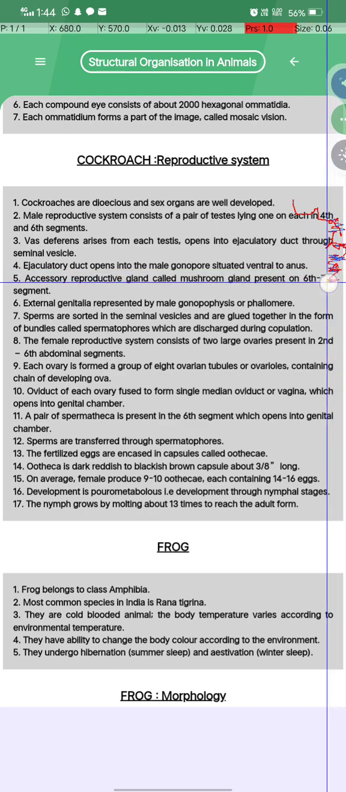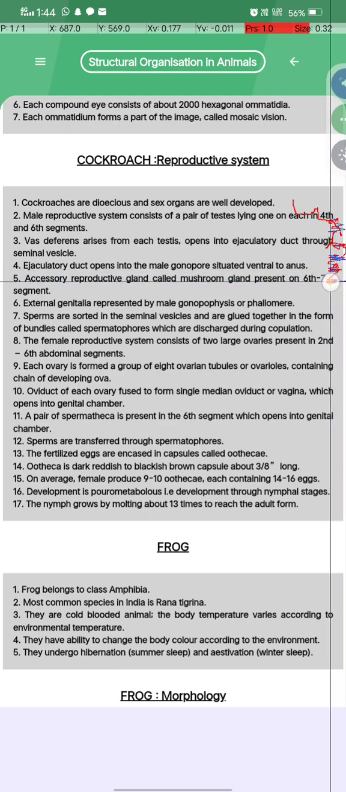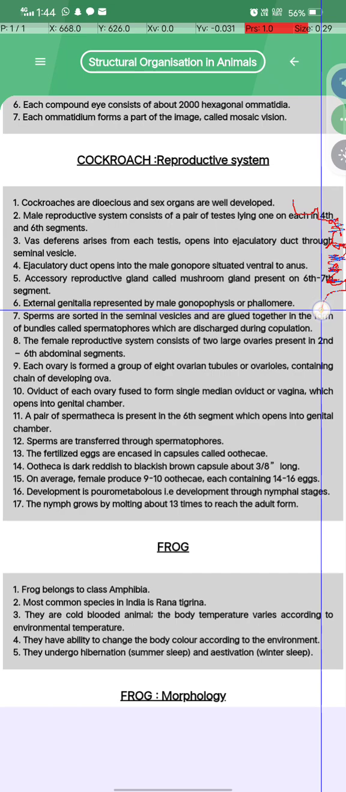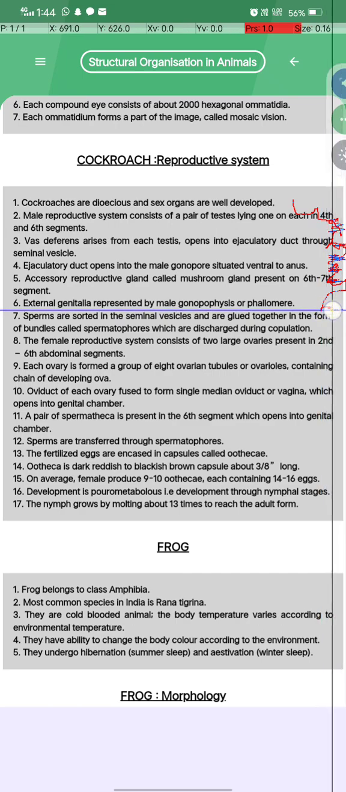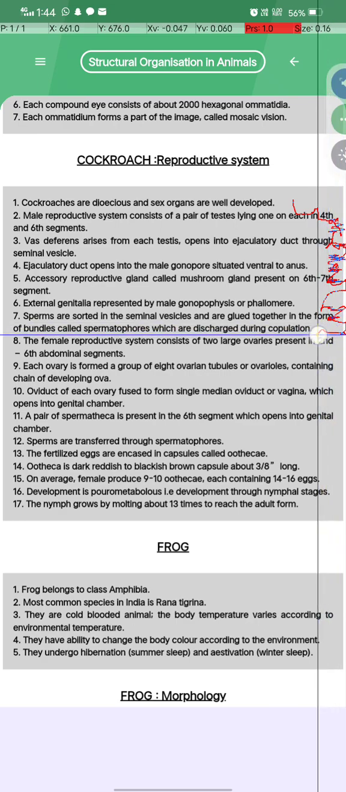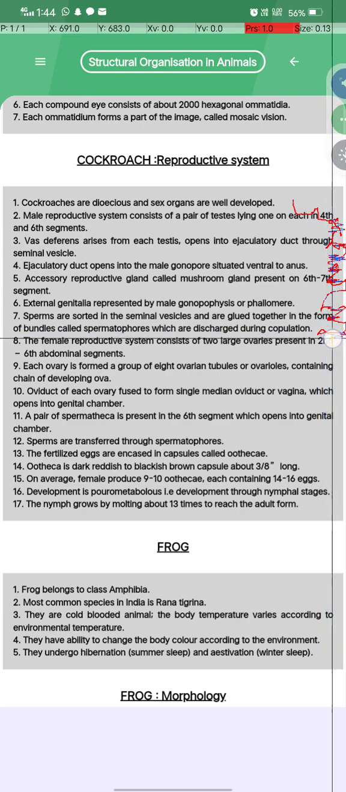Accessory reproductive glands, called the mushroom gland, are present on the 6th to 7th segment. External genitalia are represented by the male gonapophysis or phallomere. Sperms are stored in the seminal vesicle and glued together in the form of bundles called spermatophores, which are discharged during copulation.